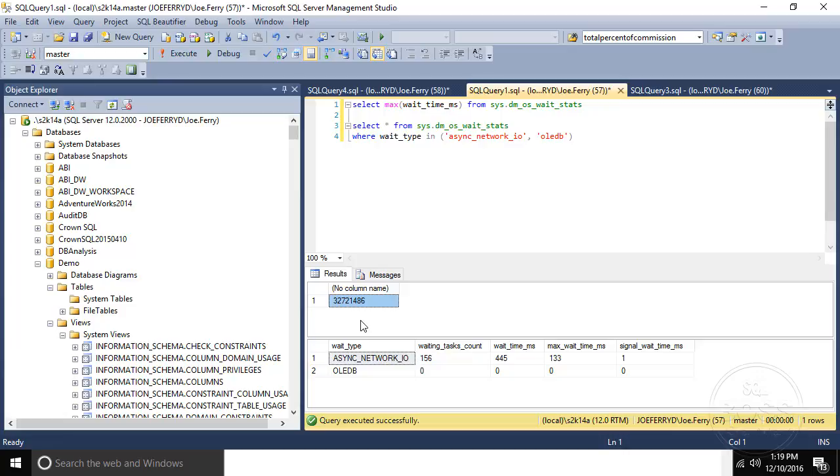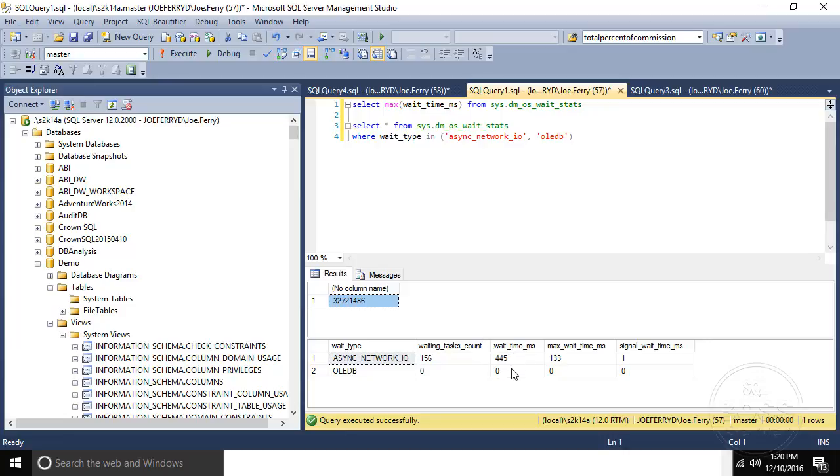When we went in and looked at this Async Network I/O, it turned out to be huge. And when we converted the wait time in milliseconds to seconds, actually to hours, and divided by the number of processors, we discovered that each core of the machine, there were 16 of them, was spending over 4 hours a day in this wait state. I say wait state, wait statistic, showing the statistic.